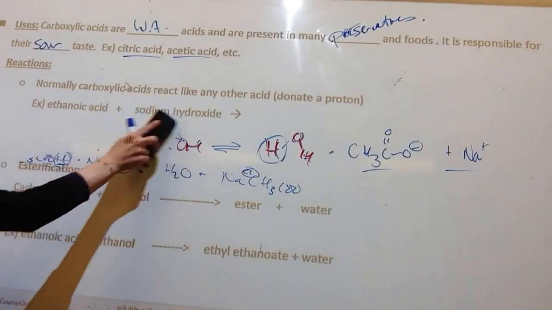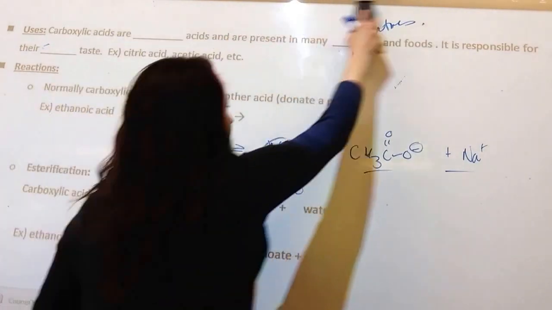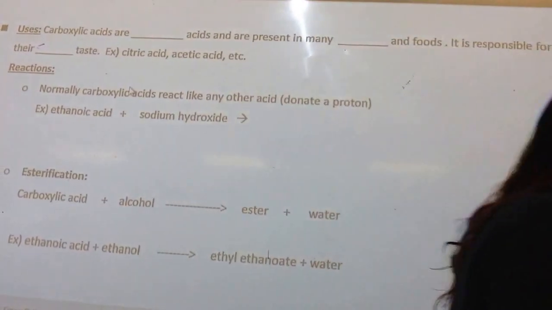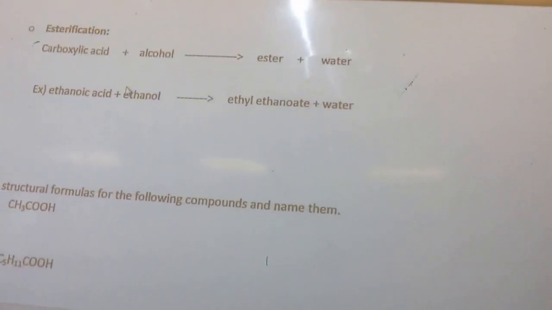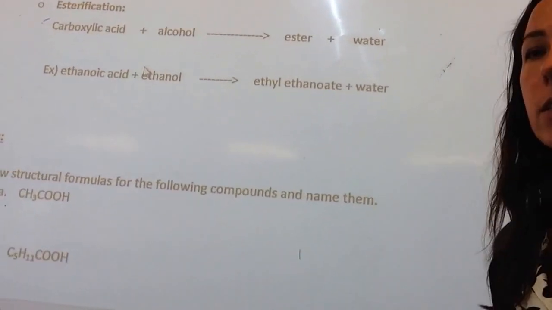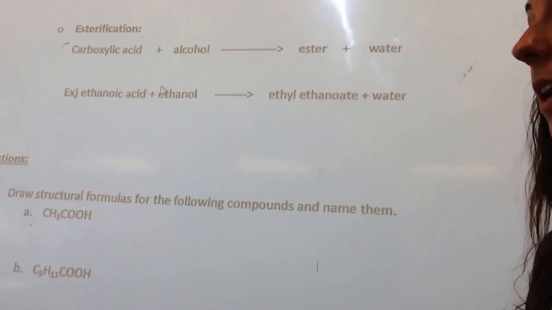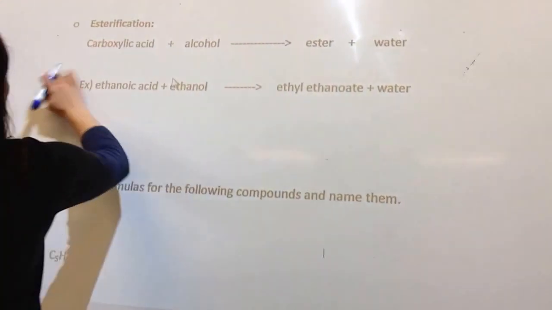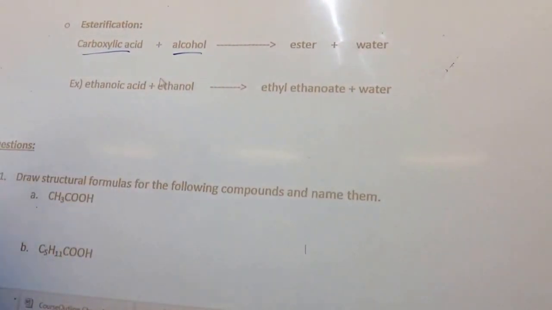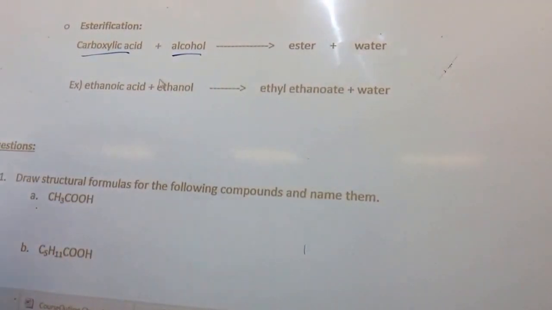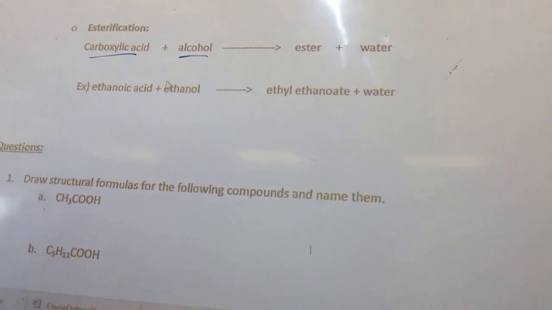Okay, the hard one is esterification. So esterification is, well, making an ester, which I know you don't know what an ester is yet, but we'll get there. So you've got a carboxylic acid from today, an alcohol from yesterday. We're going to put them together, we're going to make an ester. We're going to do it by removing water out of it.